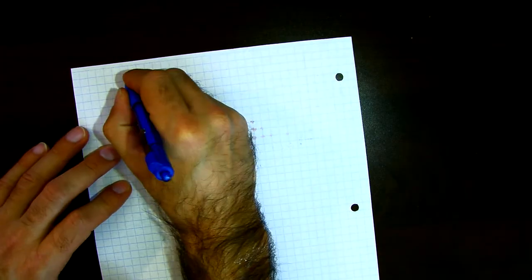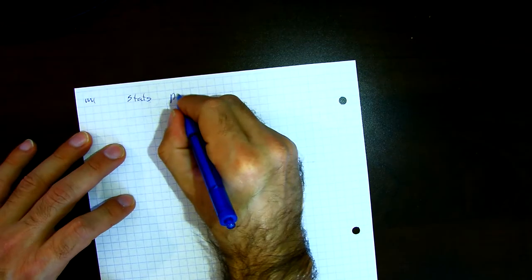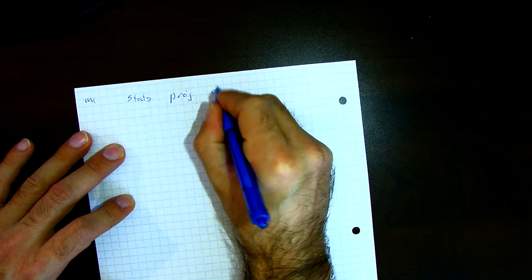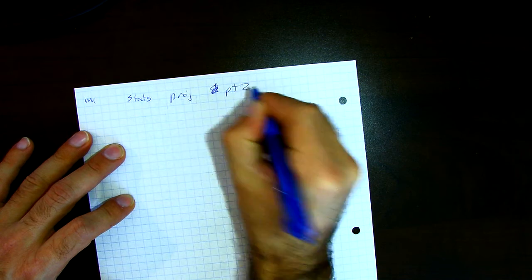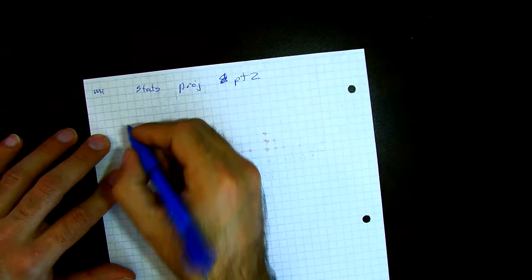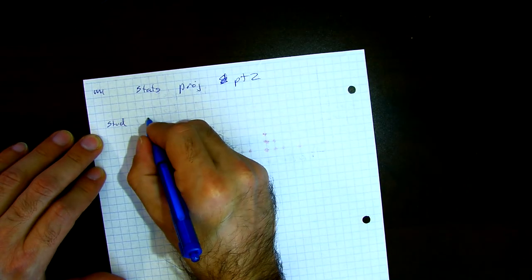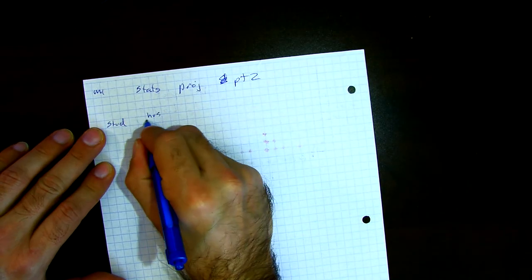So, okay, we're back. We're doing the stats project. We have part 2 we're working on right now, okay? With part 2, we are going to be using the data from our Excel sheet, and this is the data that I have. I have the students, and this is the hours of sleep, right?